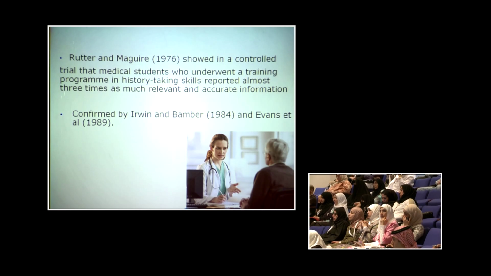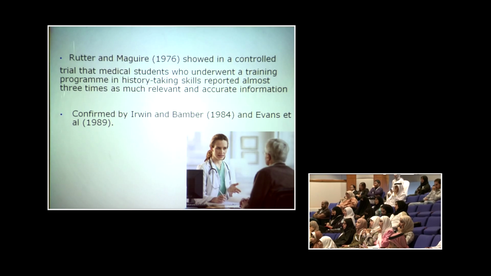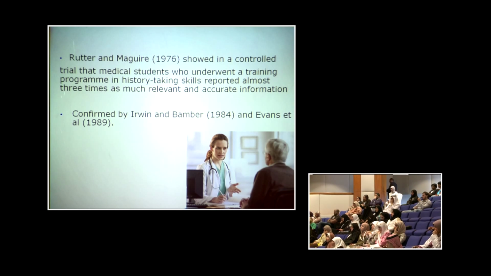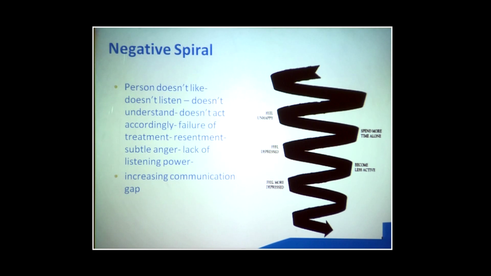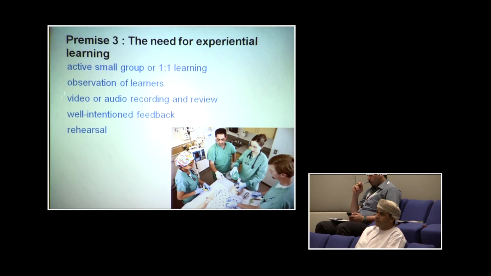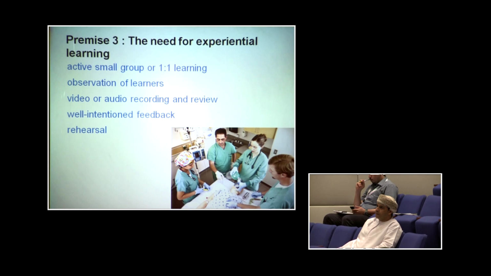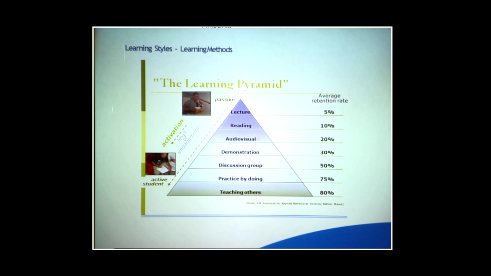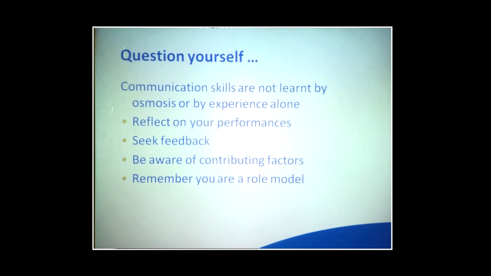So this is the evidence that shows, Maguire and Rutter, that in a control trial medical students who underwent training reported almost 3 times as more relevant information. And what we want is to avoid the negative spiral where the person doesn't like, doesn't listen, doesn't understand, and we increase the communication gap. And we know that the most important part is experiential learning, the active small group, and the observation of learners. And it's not classroom where we're basing on lectures and readings. It is actual role-playing, simulation, videotaping, and practice by doing, giving feedback, and teaching others. And that's what we want.